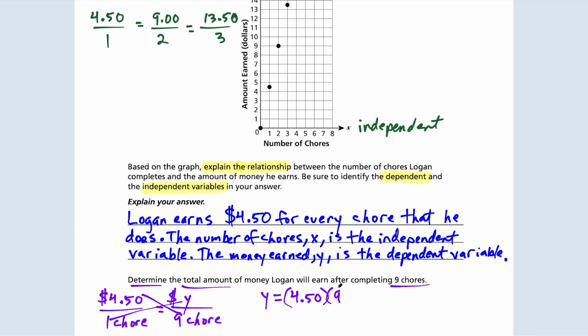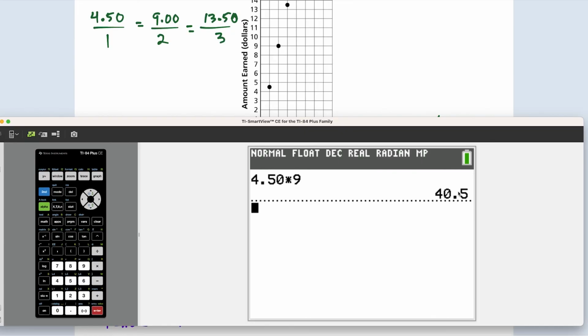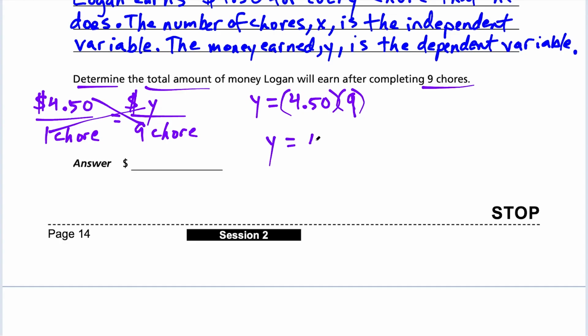I'm leaving the units out because we're going to write this at the end. So this part we just do in the calculator. We're doing 4.50 and multiplying that by 9, and this works out to 40.5. So y is equal to 40.5. So how much money does he earn for 9 chores? That's $40.50.